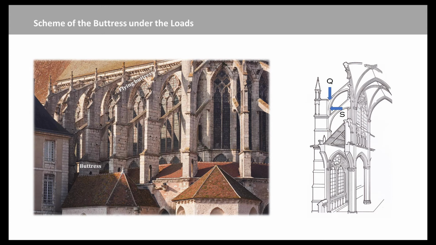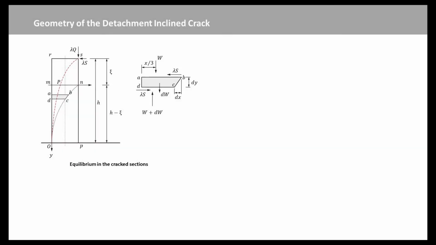of the buttress. Only a part of the weight of the buttress is mobilized in the opposition to the collapse. A preliminary analysis is thus required to determine the actual geometry of the detachment crack. Let us consider the load that is had by the thrust lambda s and the vertical load lambda q, starting from the section MN and proceeding downward.